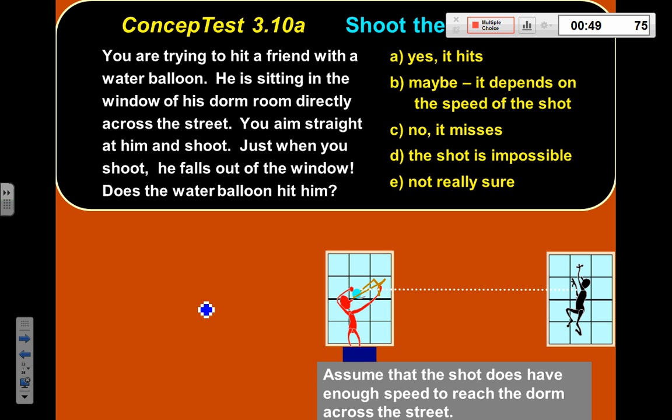It does have enough speed. Assume that the shot does have enough speed to reach the dorm across the street. You're aiming it straight across. That's what it says. All right, just a few more seconds. I'll stop at 112. Just guess if you're not sure.